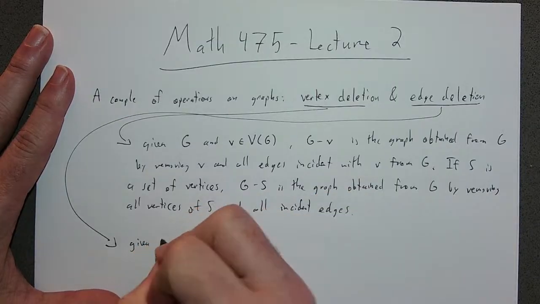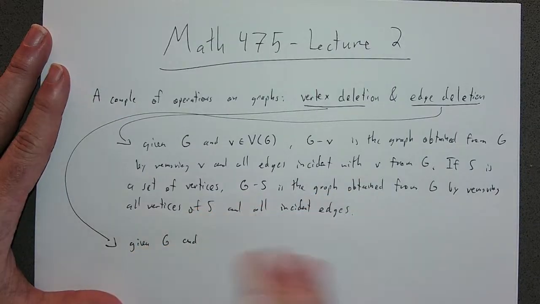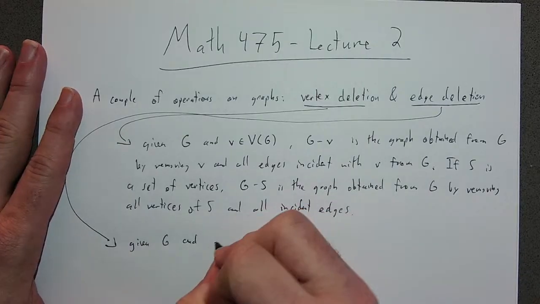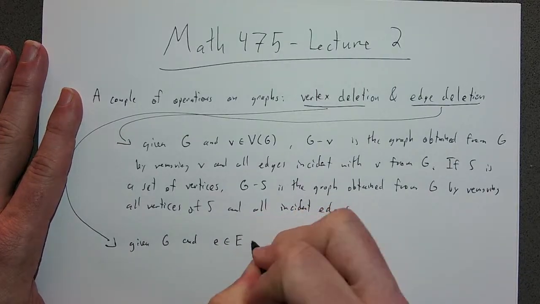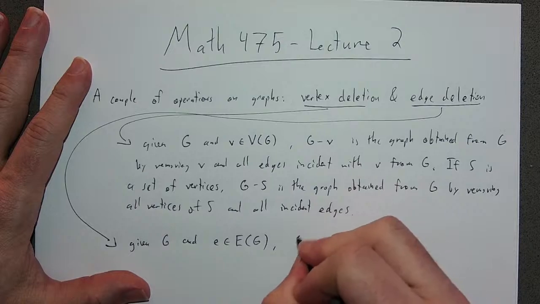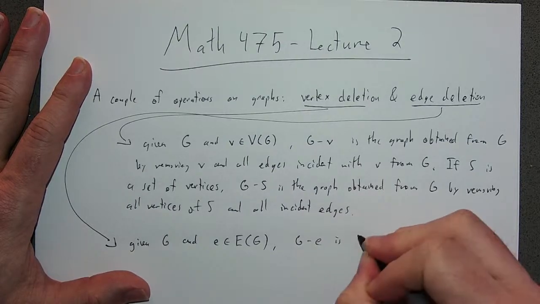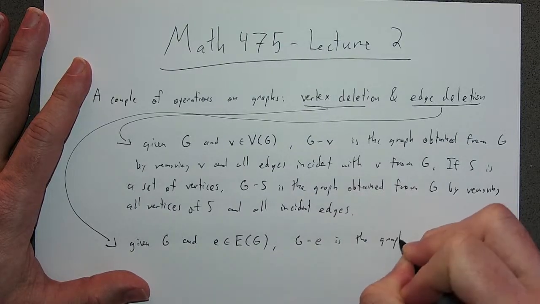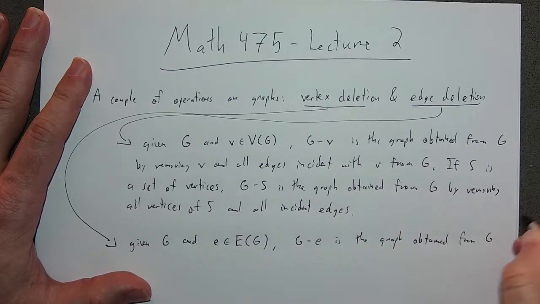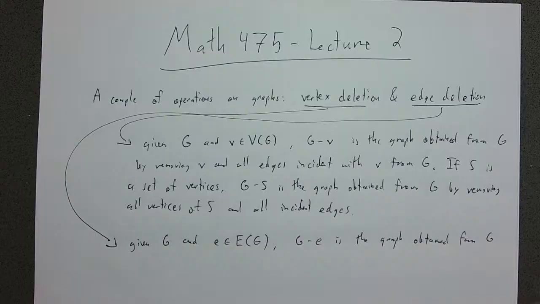So given G, and I'm going to use a single letter to denote the edge just to make it easier, so that I don't have every single edge denoted by 2 letters here. So let's say that E is an edge. So E is an edge in the edge set of G. What is G minus E? G minus E is the graph obtained from G by removing that edge, and that's it, and nothing else.